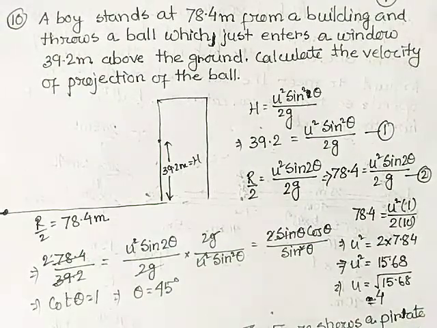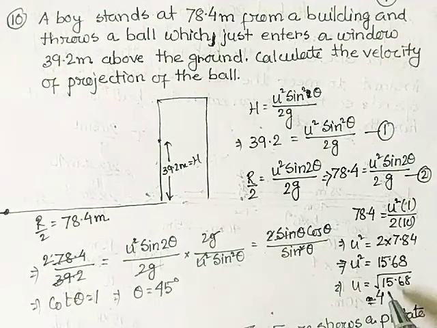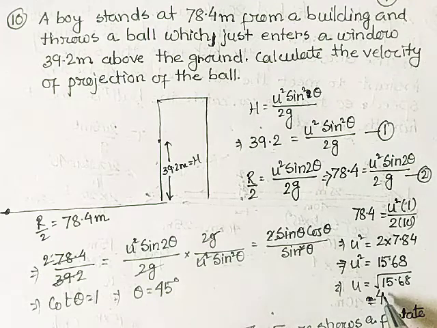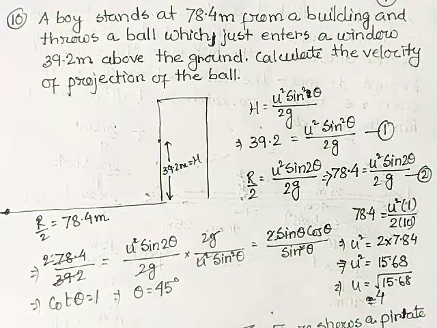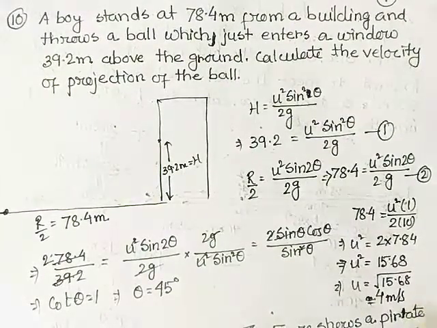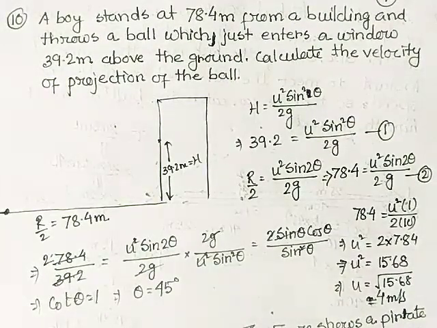Why can you say it is 4? Because we know that the nearest square root number is 16. So it is nearly equal to 4, something around 3.9 or 4. So 4 meter per second is the velocity with which the ball should be projected.